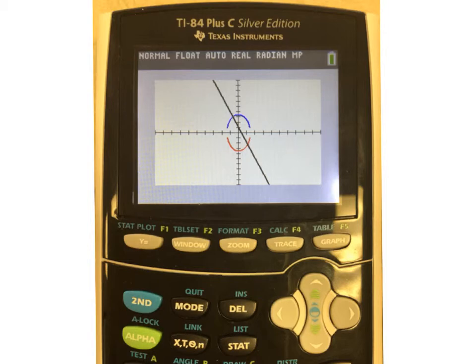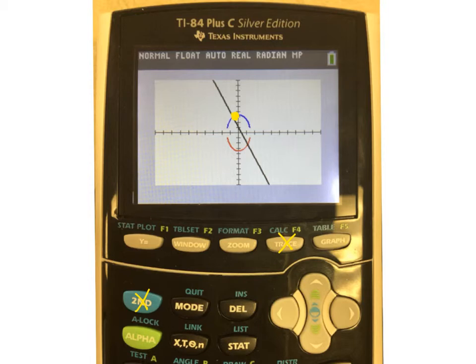When we want to find the solutions to the system, there are two of them. The first solution is going to be right here. And in order to do that, you're going to use second and F4, and then you'll get that menu where you get to choose intersect.